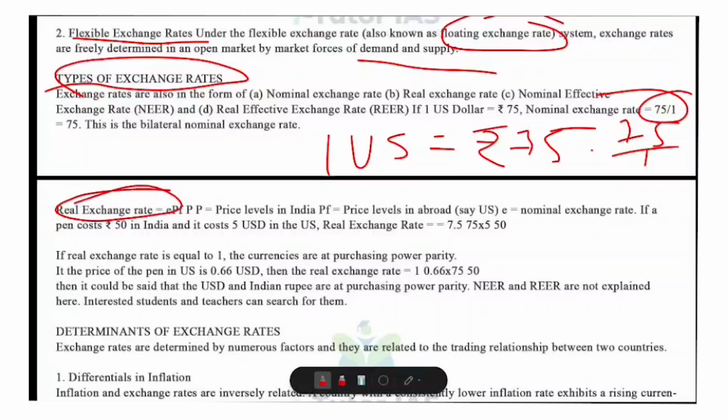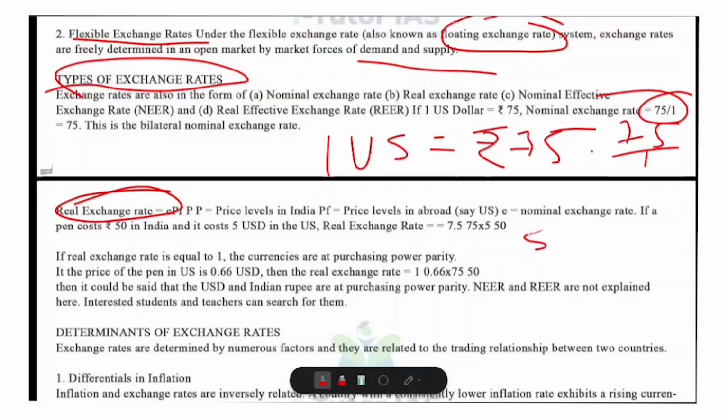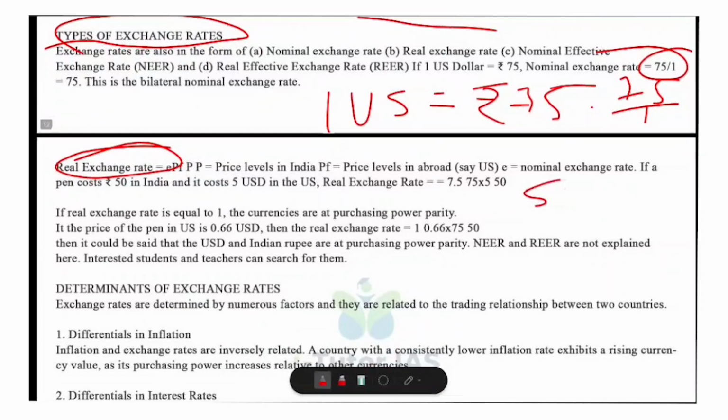Now what is meant by real exchange rate? The real exchange rate adjusts the nominal exchange rate by the price levels in two countries. It shows the purchasing power of one currency relative to another. Okay, so the real exchange rate is equal to the nominal exchange rate multiplied by the price level abroad divided by the price level in India. For example, price of a pen is suppose rupees 50 in India and price of the same pen is $5 in USA.